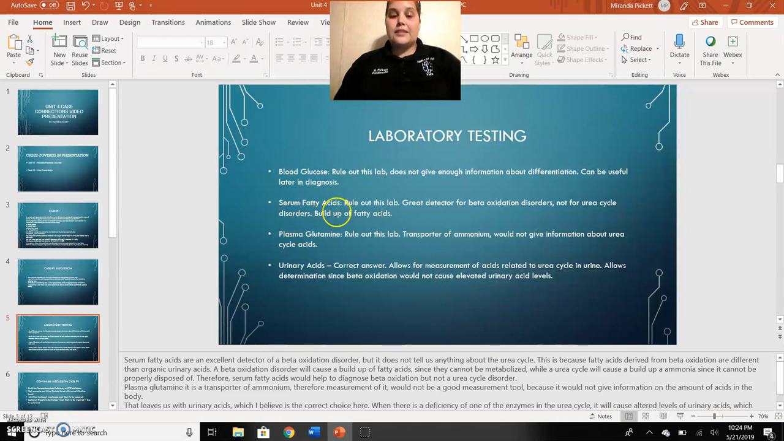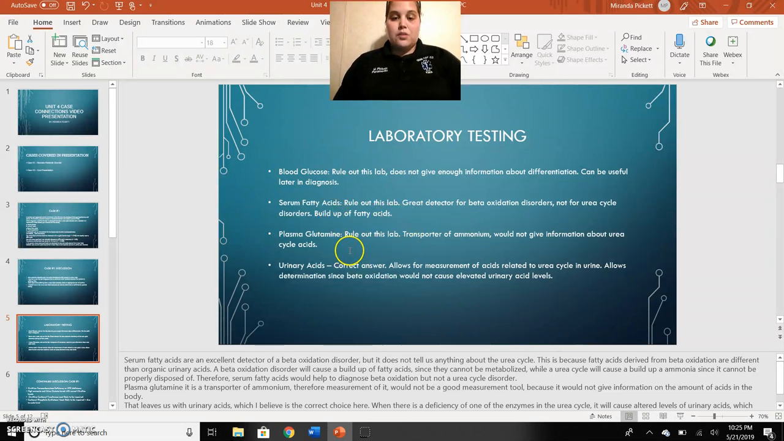With serum fatty acids, I'm also going to rule this out. It's a great detector for beta oxidation disorders, because with beta oxidation disorders, the body's not able to break down the fatty acids properly, so you get a buildup of fatty acids. Because of this, it'll be a great detector for beta oxidation, but it won't be a great detector for urea cycle disorders. Therefore, ruling this one out as well.